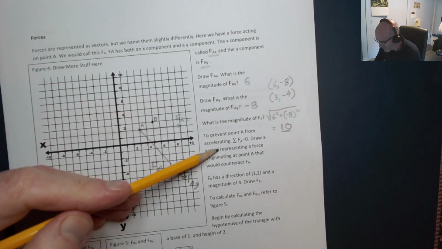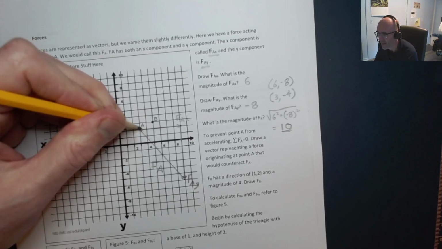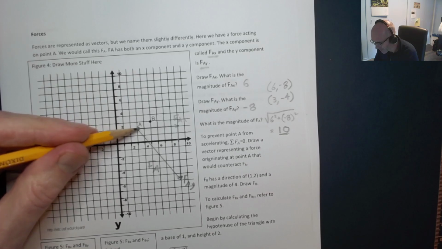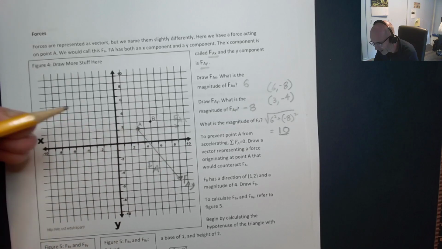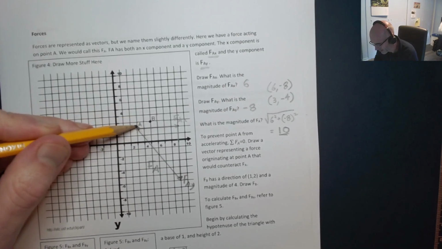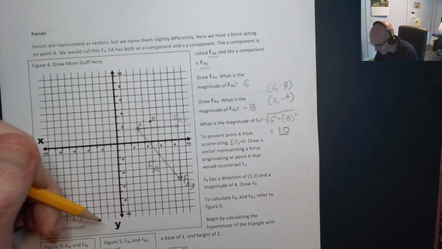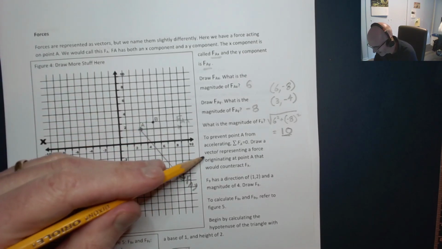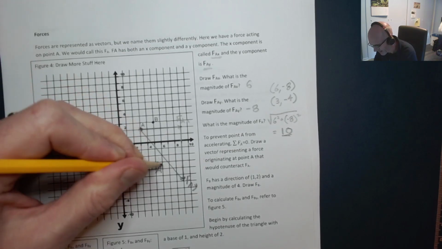So let's see. Now, to prevent point A from accelerating, so if we want A to stay put, then we're going to need to have the sum of all the forces equal to 0. And to get the sum of all the forces equal to 0, we can either just say, well, we need the negative FA acting on it, or to figure that out, we can say we need negative FAX and negative FAY. So we're going to call those FB. Not quite up to FB yet. Draw a vector representing a force originating at point A that would counteract FA.